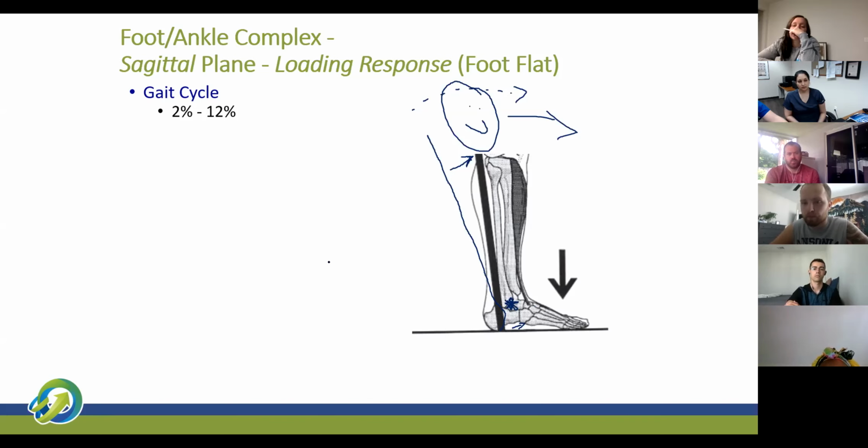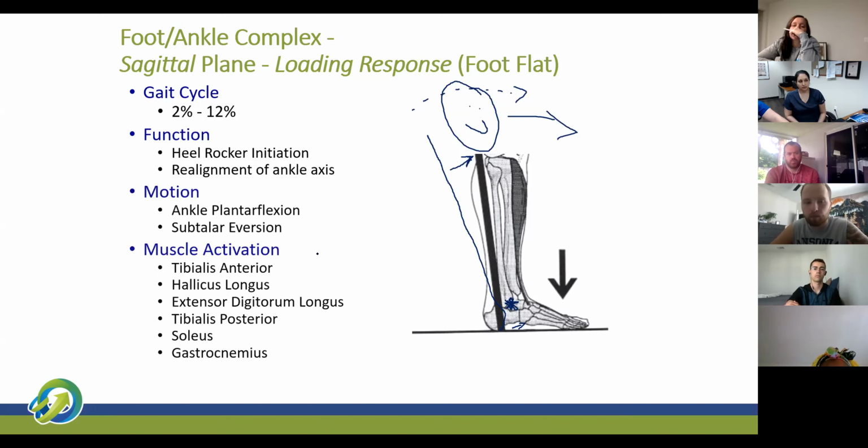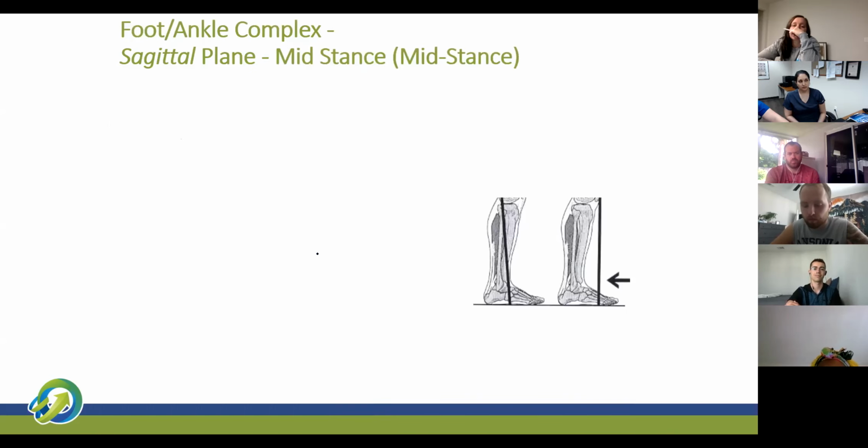And up until the next phase of gait, I'm just going to leave those beautiful drawings up there. We're not even going to erase them.